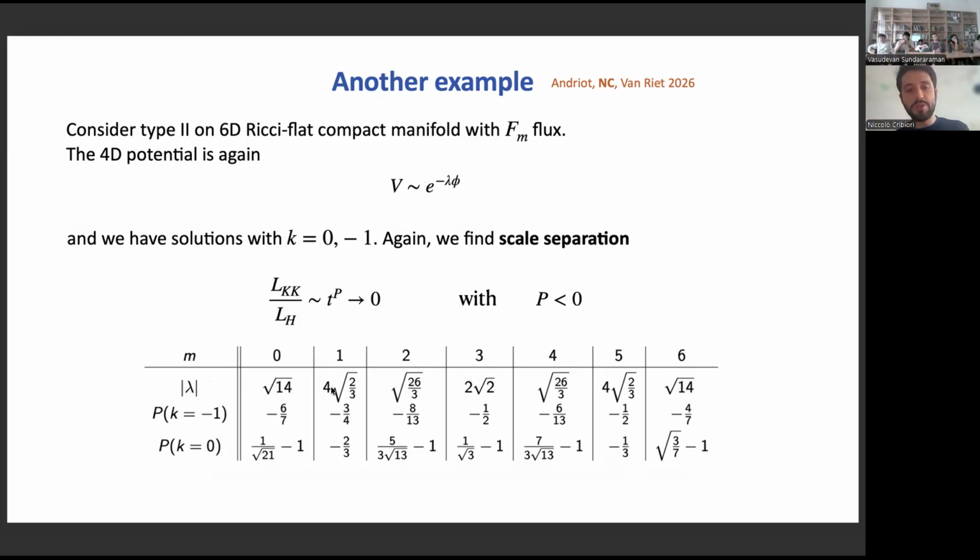And here there are various possibilities that we check. We have various values of lambda, which is the parameter here, and the various values of p you can find. p is the power governing scale separation. You can check that they're all negative. It means that this ratio will always go to 0 at late time. And m is the leg of the flux. So here you have 0-form flux, 1-form flux, 2-form flux, and so on. These are all different possibilities to achieve scale separation.